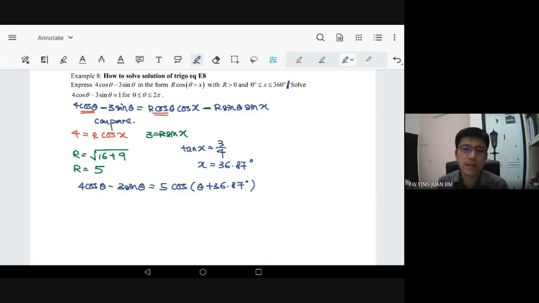Second part. Okay, second part. They say solve. So in here we have 4 cos theta minus 3 sin theta equals 1. Okay, equals 1. So do remember, we are unable to find the theta if we have 2 types of trigo in one question. We have 2 types of trigo in one question. We can't solve the problem.